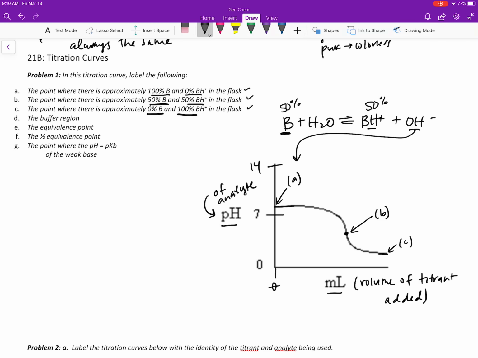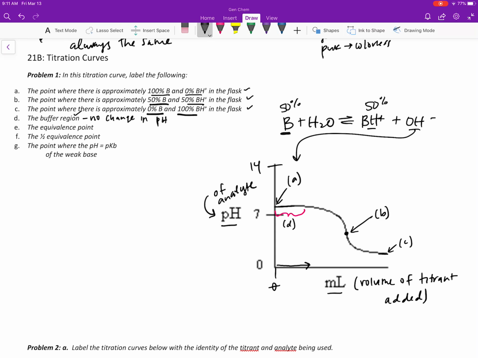D is going to be the buffer region. So this is where we see no change in the pH, even though we're adding something. And so that's going to be this flat area right here. Okay, let me make that a different color. The flat area, where there's no change even though we're adding our titrant, the pH is staying stable. Okay, so that's going to be the buffer region.